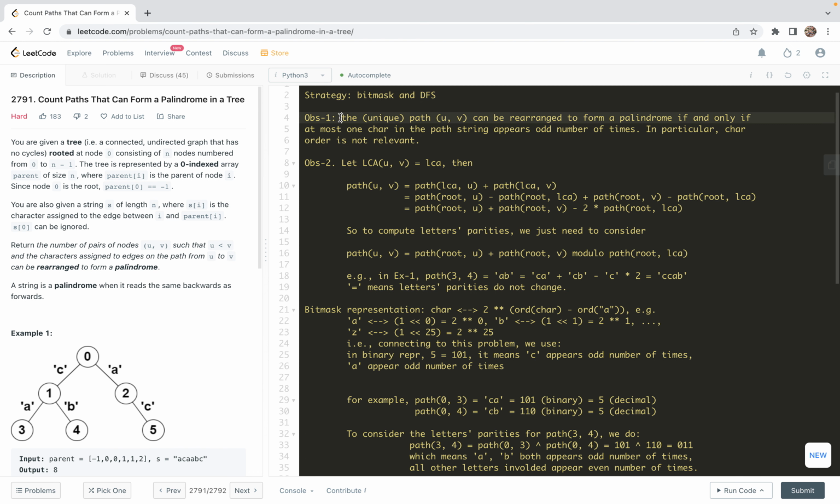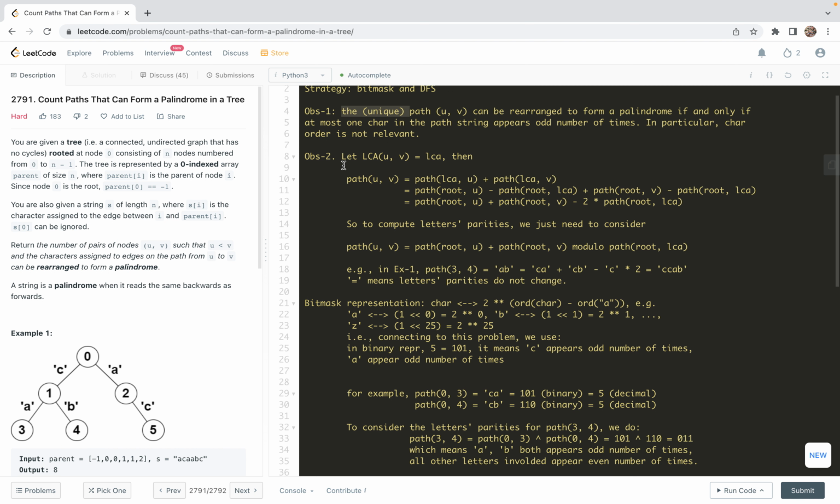So observation 1 is the following: the path between two nodes u and v will be unique, right? It can be rearranged to form a palindrome if and only if at most one character in the path string appears an odd number of times. In particular, the character order is irrelevant for this problem. For example, you have CA and AC, they're the same, right? So this is the path from 0 to 3. This is the first observation.